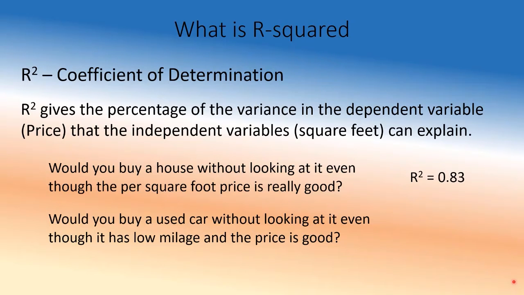The 17% is missing. That 17% belongs to other factors like number of bedrooms, the media rooms, the pool, the lot size, etc. If it's 0.74 for the car, that means the mileage explains about 74% of the price variation in the car. 26% is explained by other things: the car's condition, repair records, leather seats versus no leather seats, and so on and so forth. So that's what R square is.